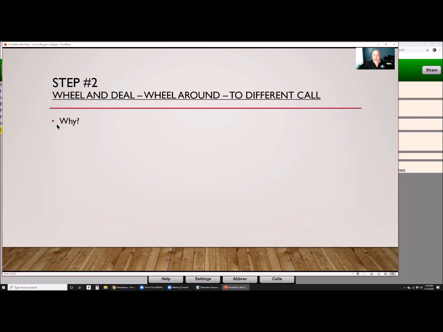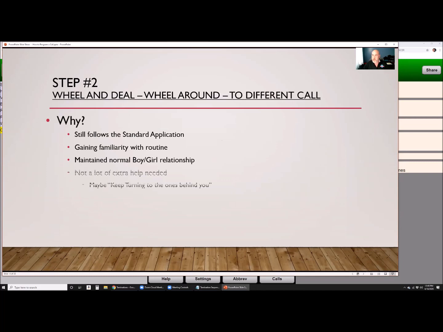Now, why? Again, this thing here shows up every slide. Why am I doing it this way? Because it still follows the standard application. It's the same familiarity with the routine that they're doing. It's maintained the same boy and girl arrangement. All I'm doing is asking them now to move on and continue to do something different. So they may not need a lot of help at this point. Maybe turn around, face the ones behind you, and you've gone up one step. So again, any dancers, any normal lines facing out, wheel and deal, and the centers wheel around at this point in time.